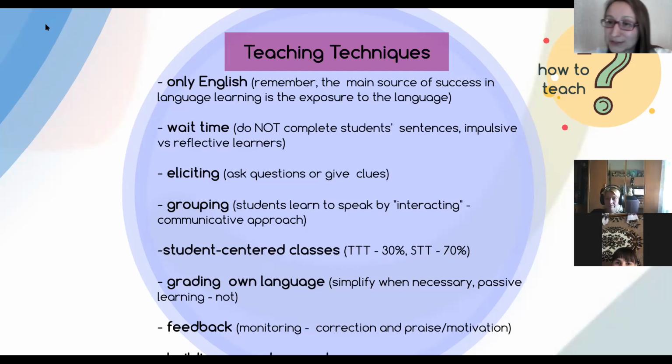Can you think about your classes? How much student talking time do you usually have in your classes? You can answer me in chat. I'm really happy to receive your messages, because at least I know that I'm not alone here. So how much time do your students speak in class, when you have, for example, some speaking activities? Not that much, okay.